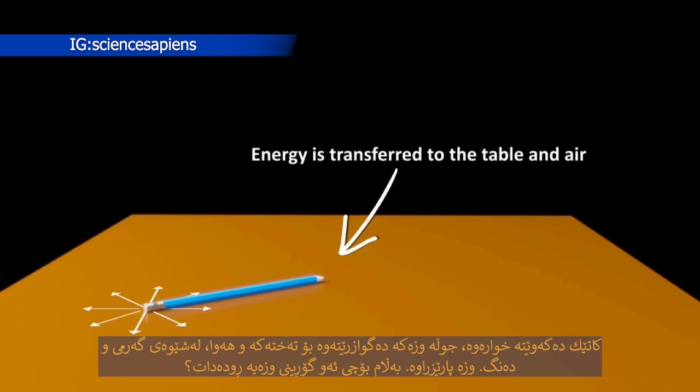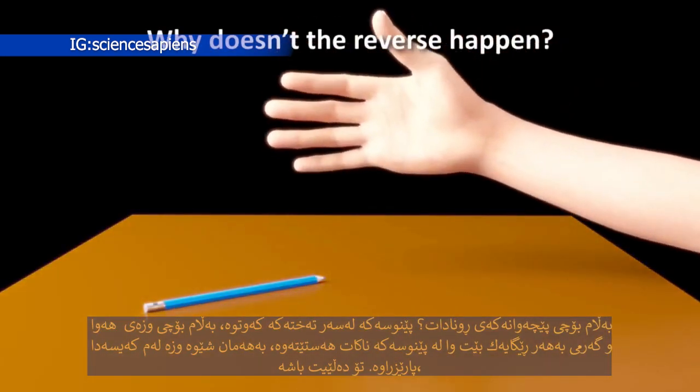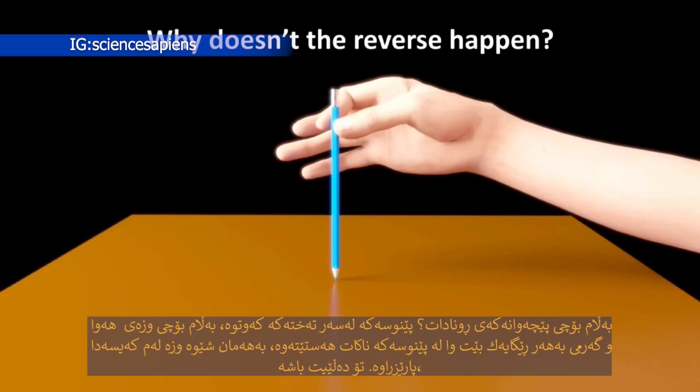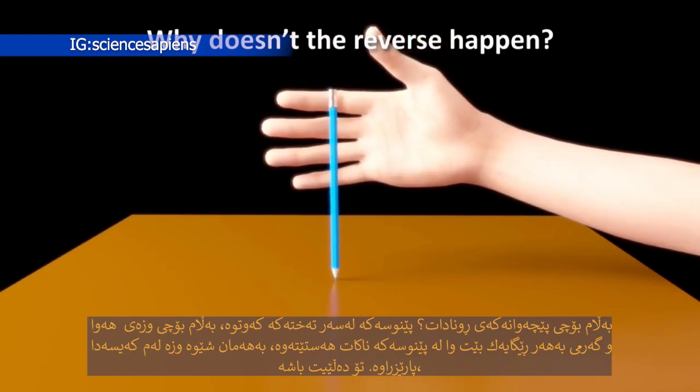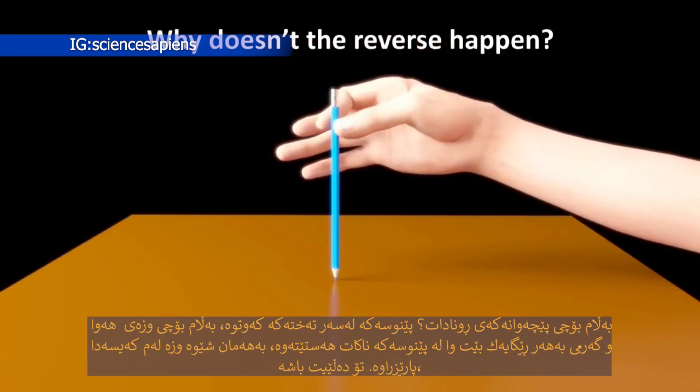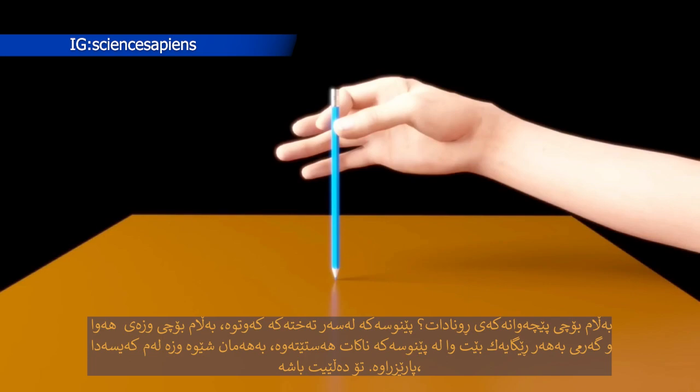Energy is conserved. But why did this transfer of energy happen? Why doesn't the reverse happen? Say the pencil was lying flat on the table. Why doesn't the energy of the air and heat configure itself in such a way that it results in the pencil standing up? Energy would be conserved in that case too.